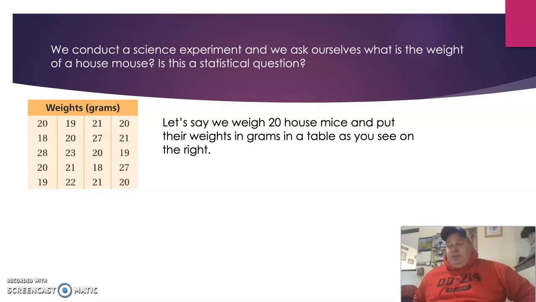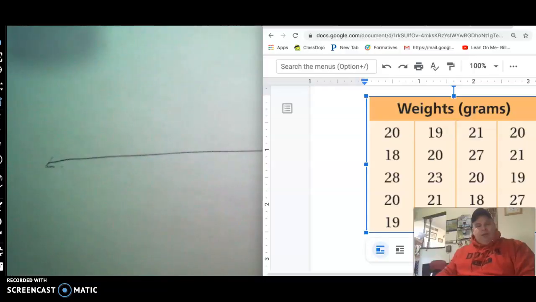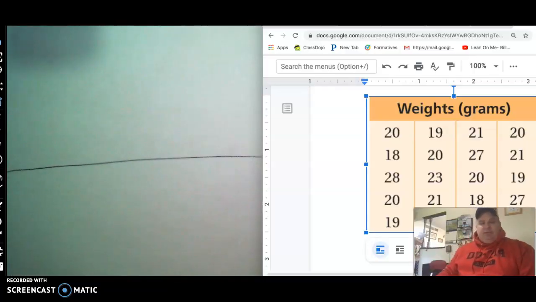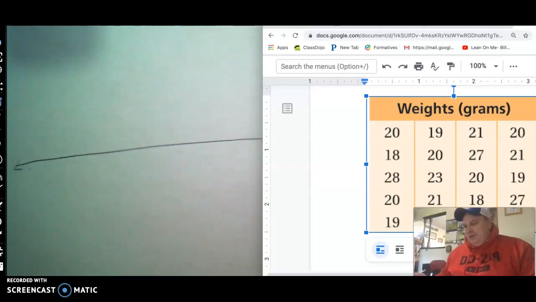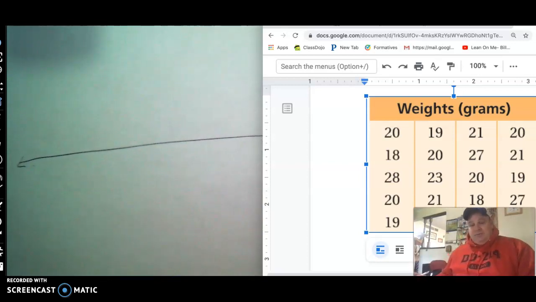Next thing we do, we're going to make a dot plot. So stay with me here. This is going to get fun. Okay, so now we're going to make a dot plot. First thing when you make the dot plot, you have to draw yourself a number line. Yeah, I got a new toy, so I'm trying this out. So hopefully it works. The document camera.